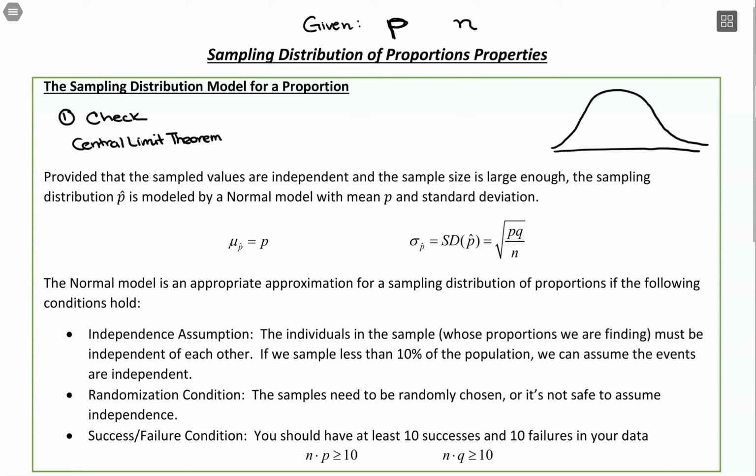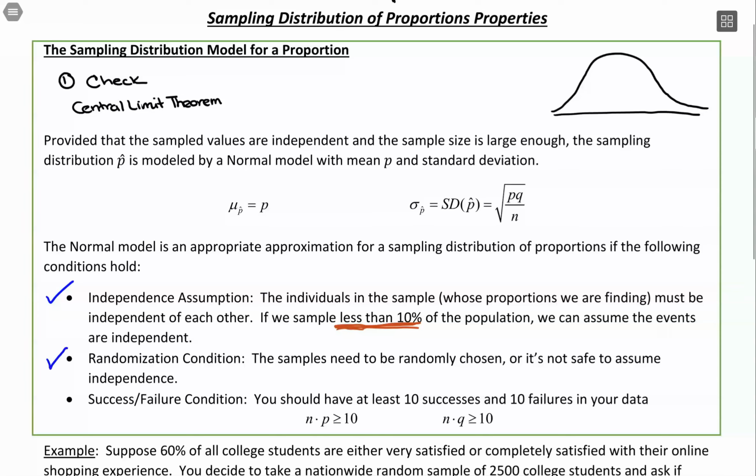Or what we can use is this fact of sampling less than 10% of the population. So if we're talking about all Americans and we sample 100 people, that's less than 10% of the population, so we can assume independence. So what we want to do is make sure that we have independence in some form. Randomization, we should have randomness, and if they don't specifically say it's random, sometimes we're just going to assume that it's random to move forward with the problem. So we should have some sort of randomness to the selection of our sample.